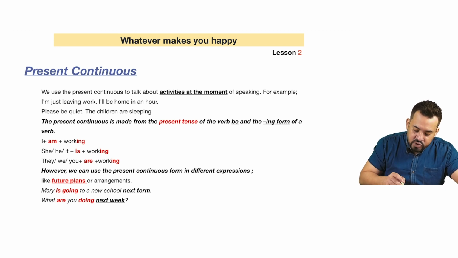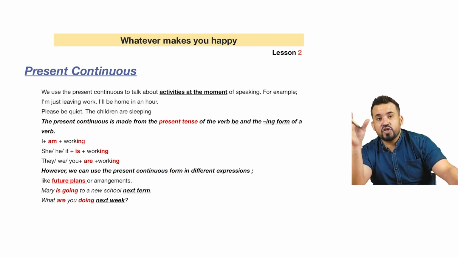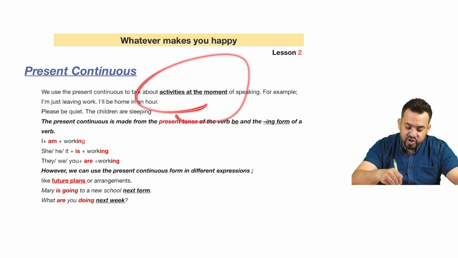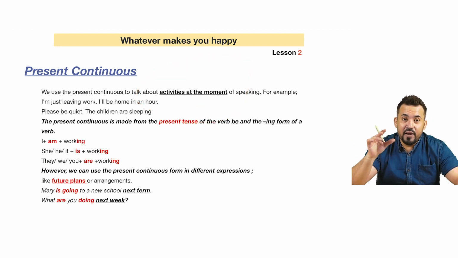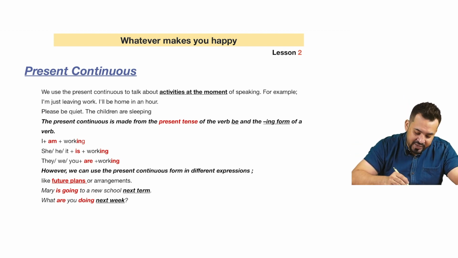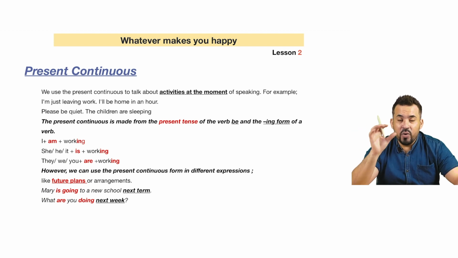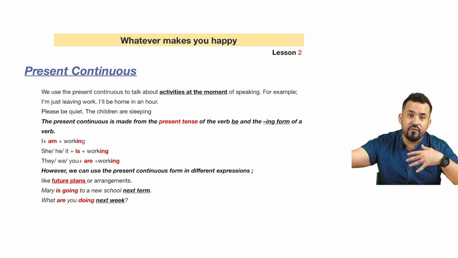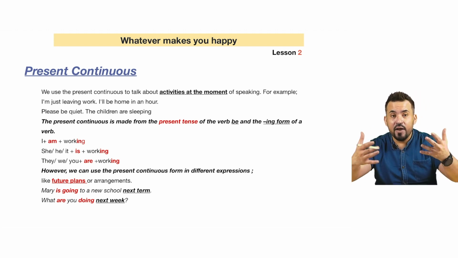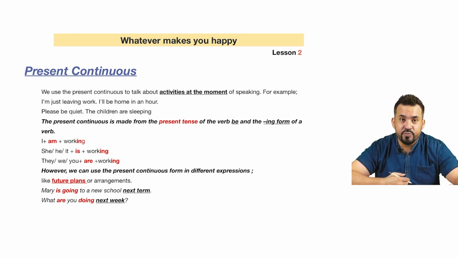So we talked about the first use, which is activities that happen at the moment. Now we'll talk about the second use of the present continuous, which is future plans or arrangements. What does that mean? We use the present continuous when we talk about something we are going to do in the future and it's confirmed. We already made the arrangement and you know that you are going to do this in the near future, so you always use the present continuous.